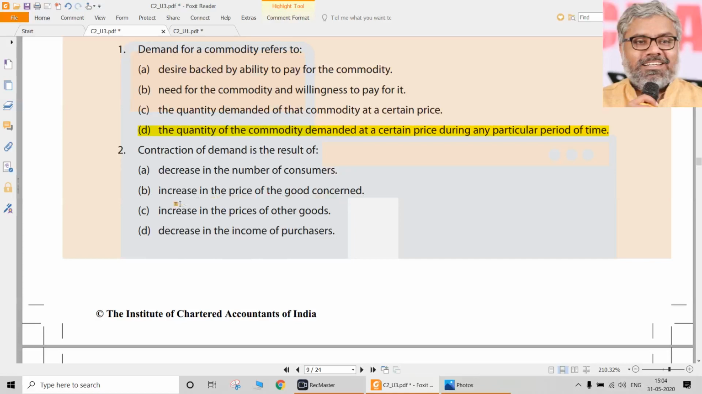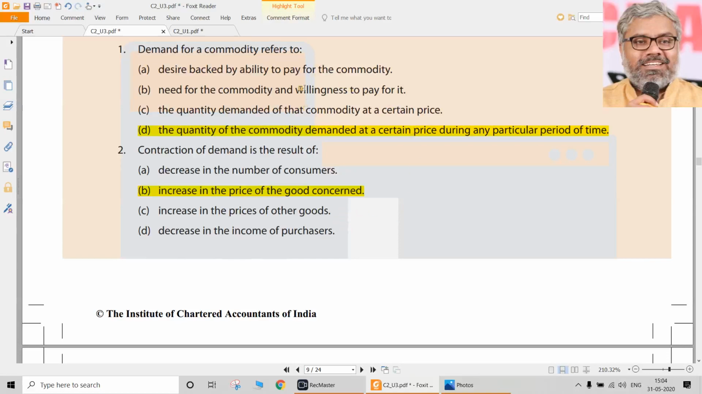But when we say the contraction of demand, that happens when there is an increase in the price of the good concerned. When the price of the commodity has increased, then only the quantity demanded is going to be decreased. Then only it is called contraction of demand. So the correct option is directly B. Here you don't need to spend too much time on reading C and D because it is a direct technical question. And if you want to just have a quick look at C and D, not a problem, but don't spend too much time on that.